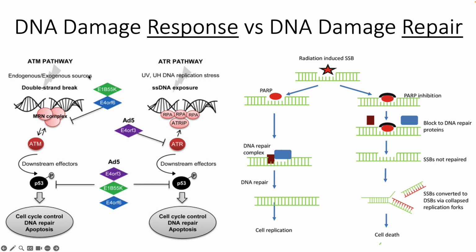So the DNA damage response is responsible for recruiting downstream effectors that are going to control the cell cycle, DNA repair, and apoptosis if it's beyond repair. Versus the DNA damage repair itself, which is going to then recruit other proteins that can actually heal the DNA.